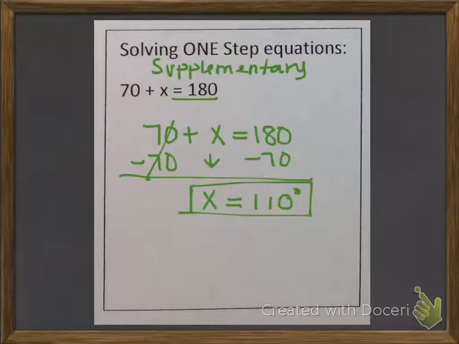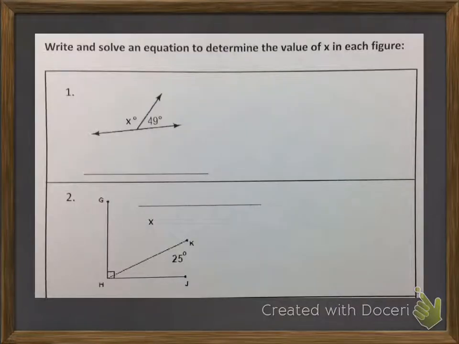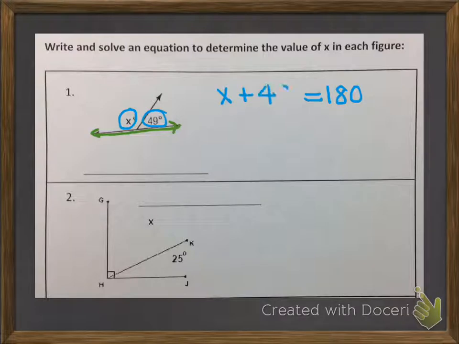So let's put this with our angles. Here it says, write and solve an equation to determine the value of x in each figure. Well, what does this look like right here? This looks like a straight angle. We just talked about how a straight angle equals 180 degrees. So I can write that right away in my equation. 180 degrees is what I'm equaling. And then to get there, I've got to use both of these sides. So I have x plus 49 equals 180. Your angles go on one side, what it should equal goes on the other. And then I solve this one-step equation.